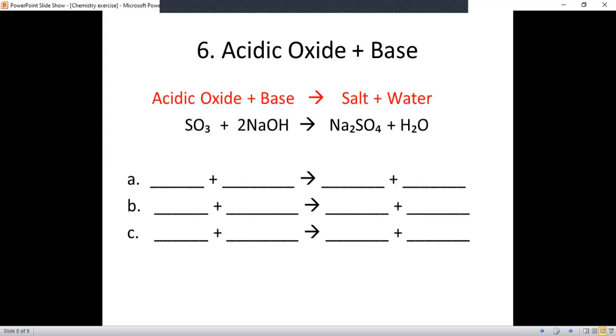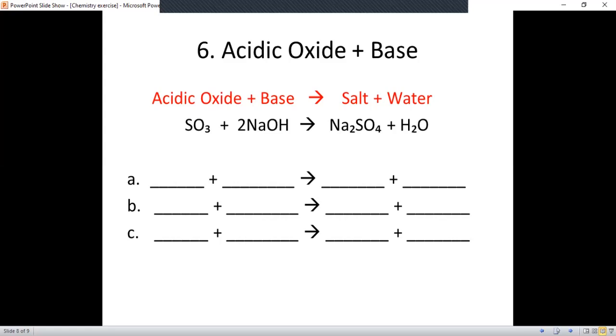Why do you need 2 sodiums in here? Because the sulfate polyatomic ion has the charge -2, and sodium has the charge +1. In order to have a neutral formula, we need 2 atoms of sodium. You have, again, to write 3 different examples for this salt formation example. Okay, acidic oxide plus base.